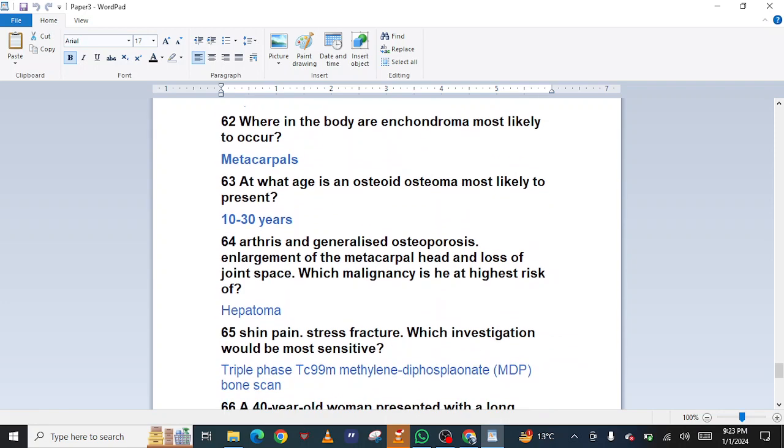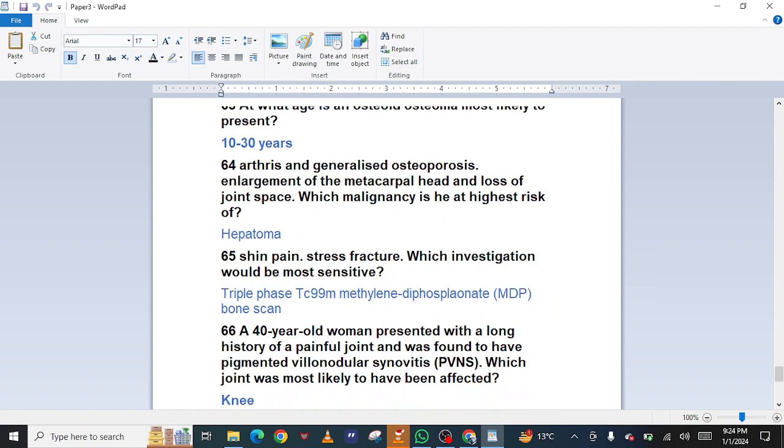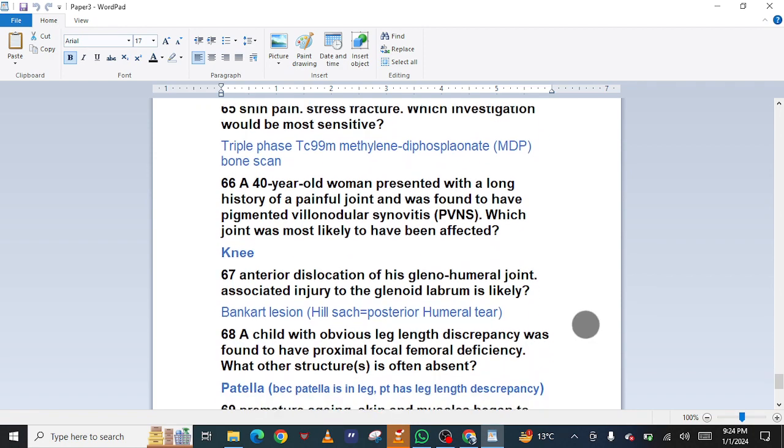63. At what age is an osteoid osteoma most likely to present? 10 to 30 years. 64. Arthritis and generalized osteoporosis, enlargement of the metacarpal head and loss of joint space. Which malignancy is he at highest risk of? Hepatoma. 65. Shin pain, stress fracture. Which investigation would be most sensitive? Triple phase Tc99m methylene diphosphonate, MDP, bone scan.